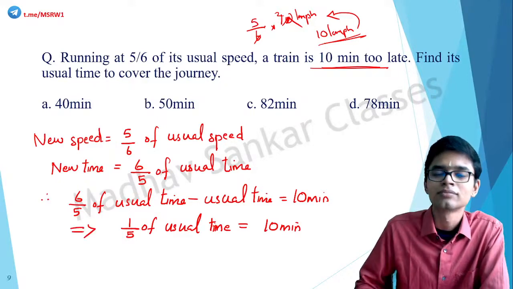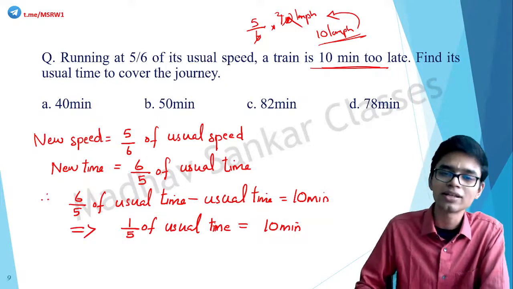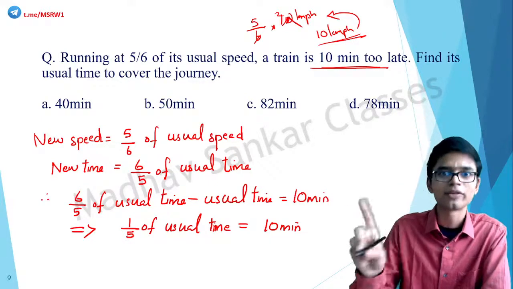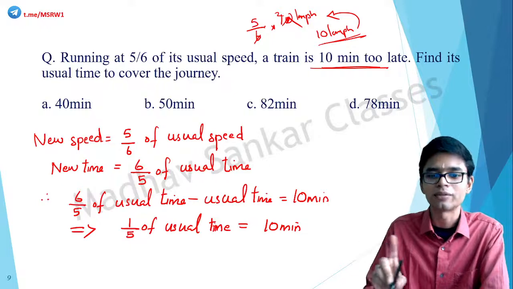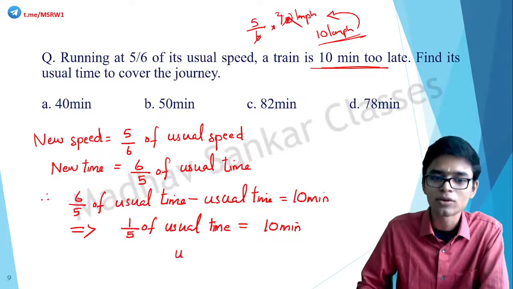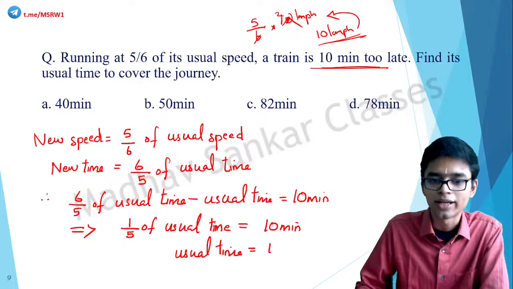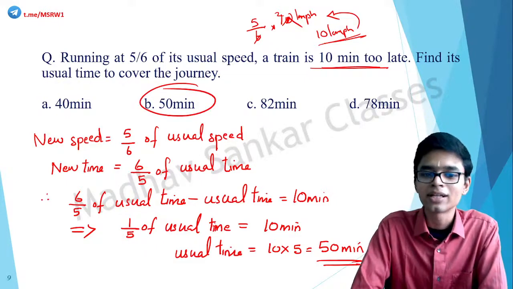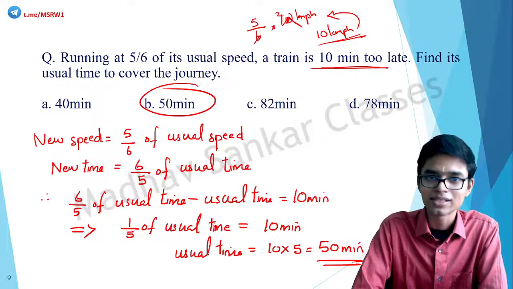Is this correct? 6/5 of usual time minus usual time. So 6/5 minus 5/5, that is 1/5. So 1/5 of the usual time is 10 minutes. So usual time is what? 10 into 5 is equal to 50 minutes. Answer option B. Did you understand? Did you understand the logic?